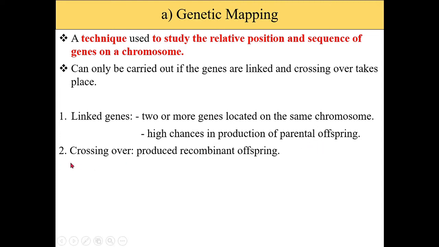And second, crossing over here is referring to the exchange of a portion of the chromosome between non-sister chromatids of homologous chromosomes during meiosis, to be specific, prophase 1, and the product here is recombinant offspring. And recombinant offspring here means the offspring, for a gene or for a trait, has a recombinant of alleles from both parents.